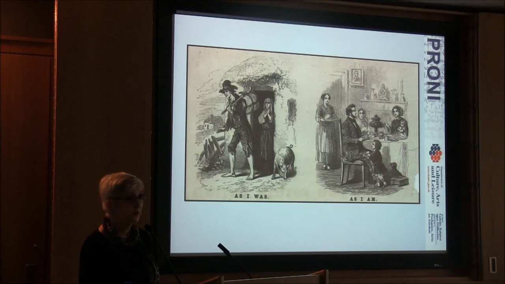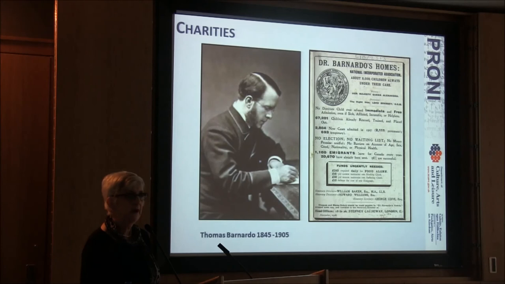Charities were another supplier, particularly of abandoned children. Dr. Barnardo's homes, for example, sent out, this is in the 1910s, I think, sorry, I beg your pardon. But by that stage, they had sent over 20,000 children to Canada, as a result of the poverty in Ireland.